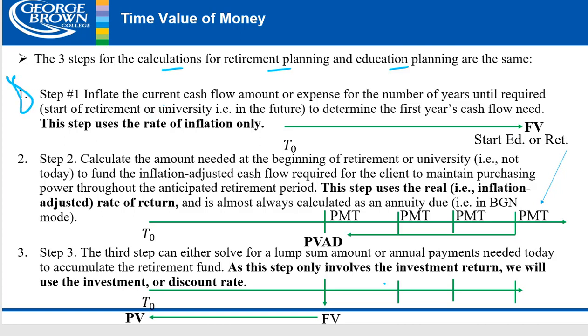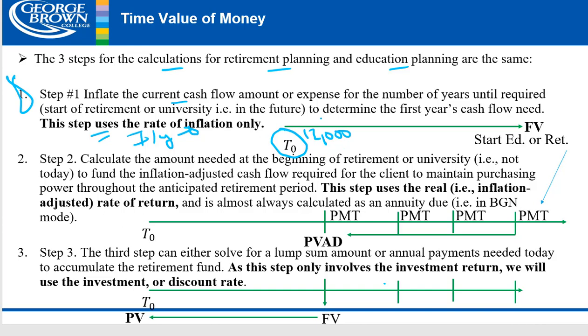Step number 1, we're going to inflate the current cash flow amount or expense for the number of years until required, that's the start of retirement or university in the future, to determine the first year's cash flow need. In this first step, the discount rate, I/Y, we're going to use the rate of inflation. That's the important thing to see. In the example we're going to look at, the cost of education today is $12,000. That's in today's dollars.